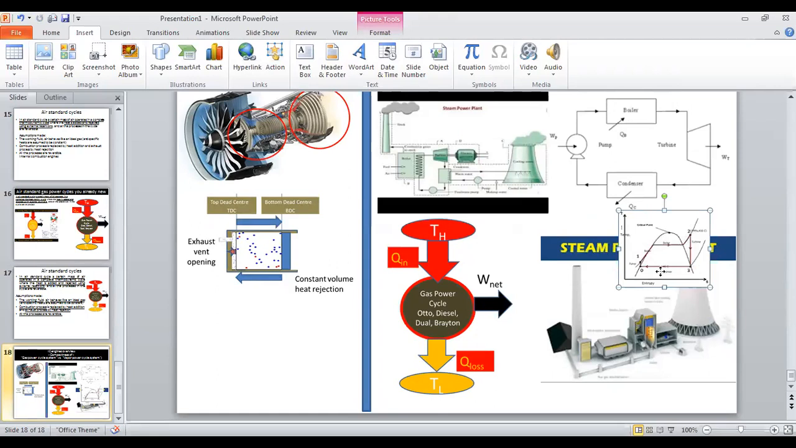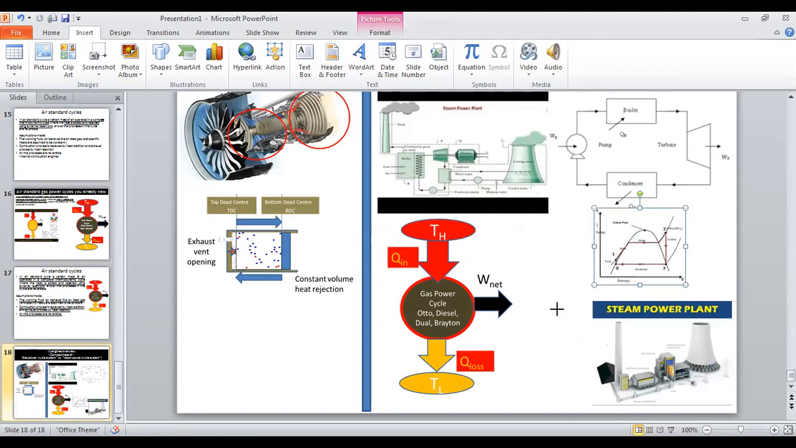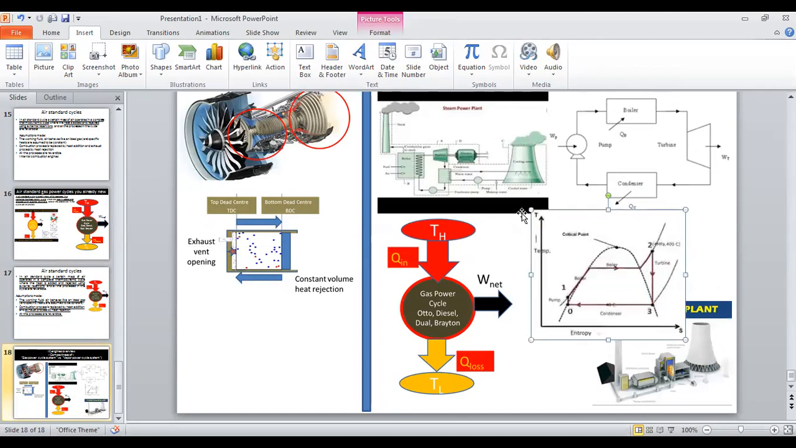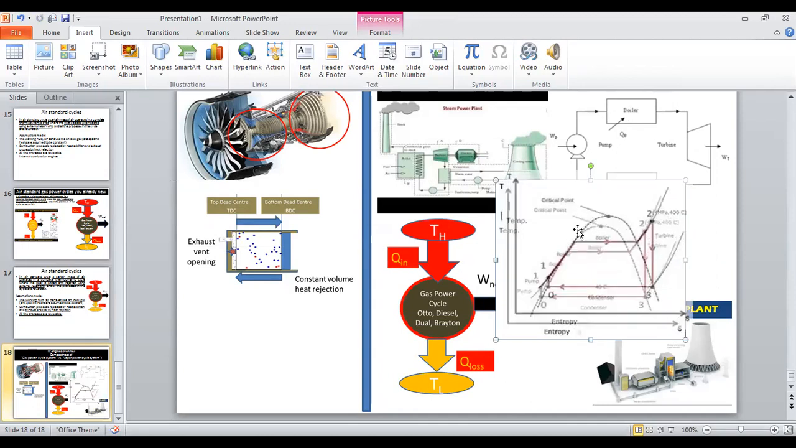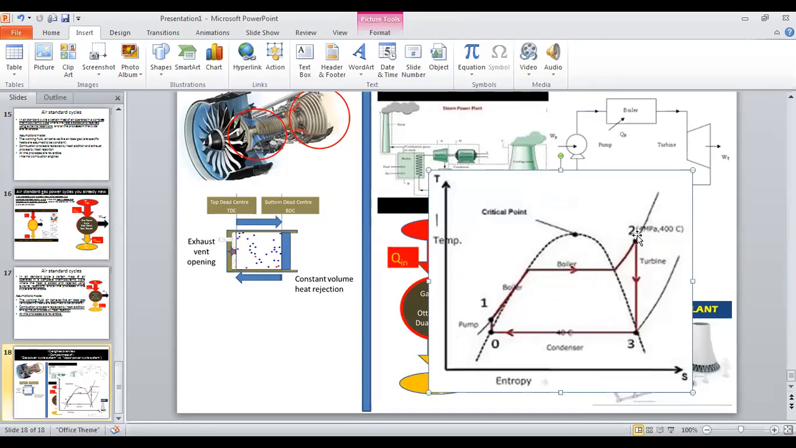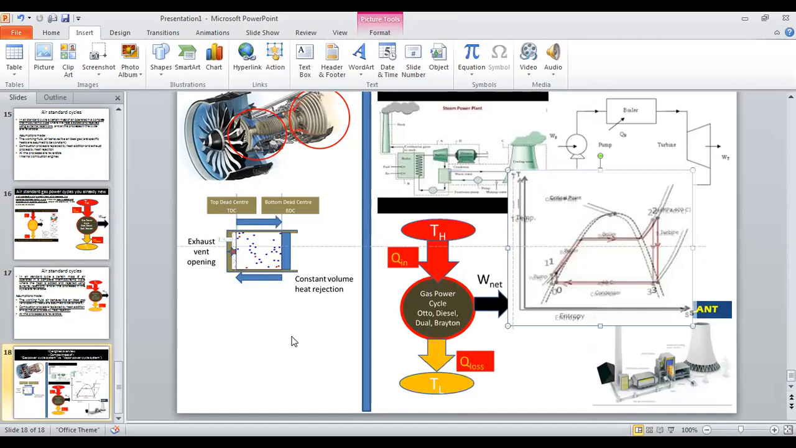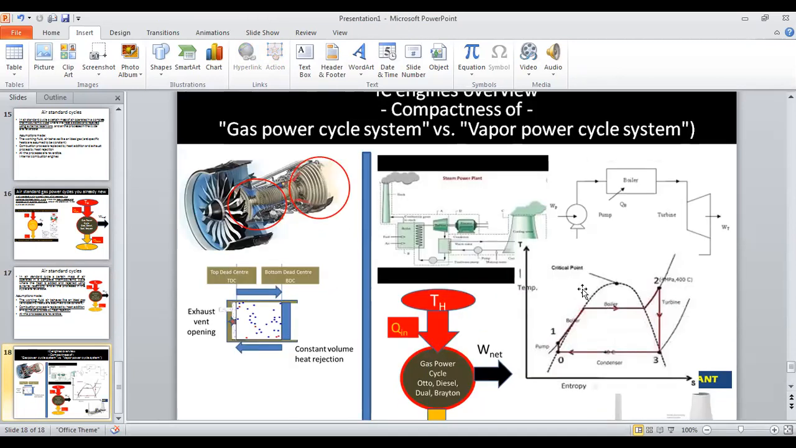So this is the Rankine cycle. Let me put this somewhere, minimizing this. The Rankine cycle. So we have learned about this. Here 0 to 1 is the pump, you can see the pump. 1 to 2 boiler, 2 to 3 turbine, 3 to 0 condenser. We have discussed this, so you will be looking into these aspects as well.